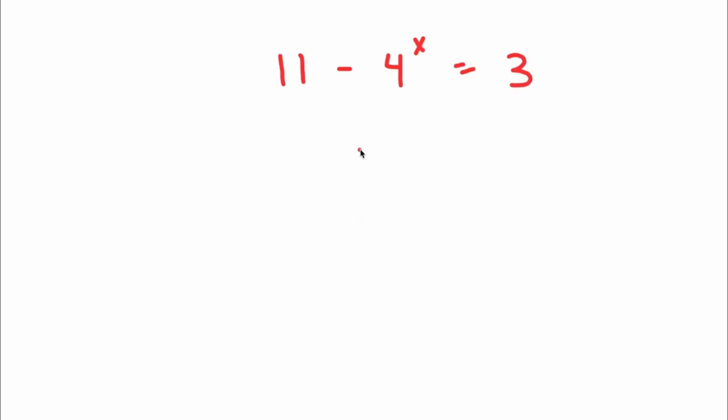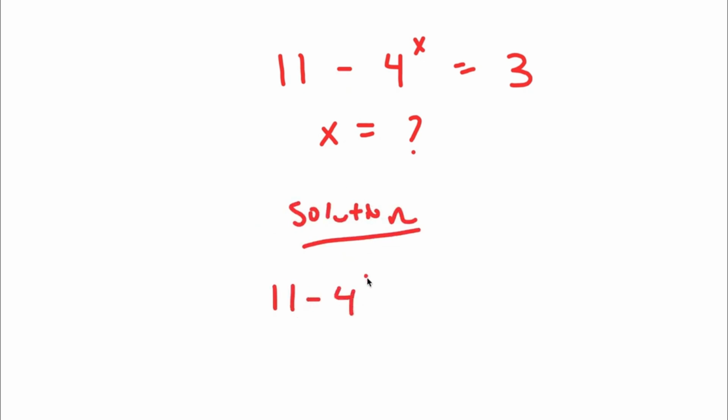Alright, so in this problem, I have 11 minus 4 to the power of x is equal to 3. So I want to find the value of x here. For my solution, I'm going to first start with 11 minus 4 to the power of x is equal to 3. And now I'm going to subtract 11 on both sides.